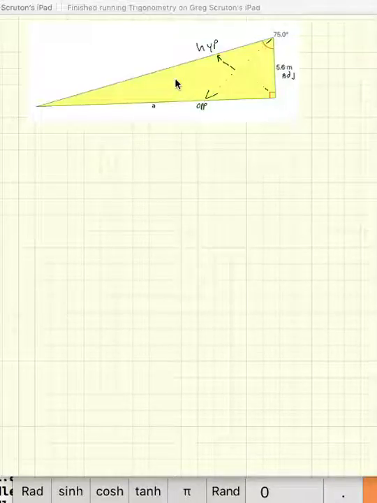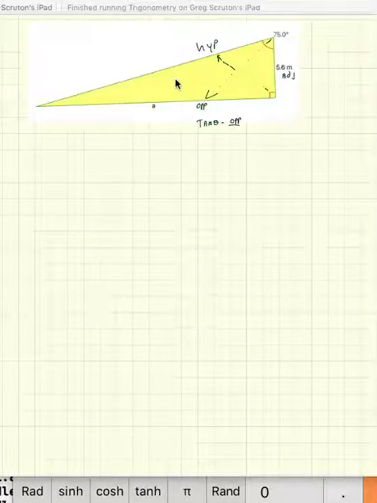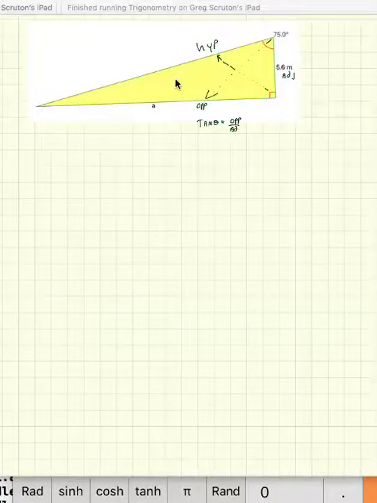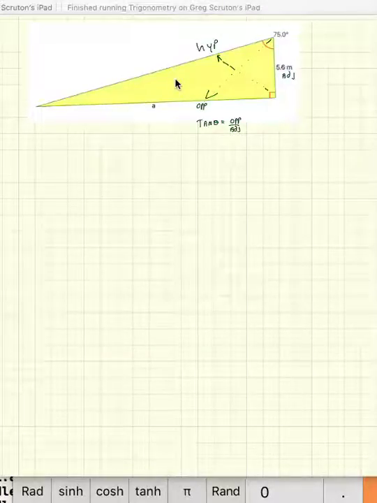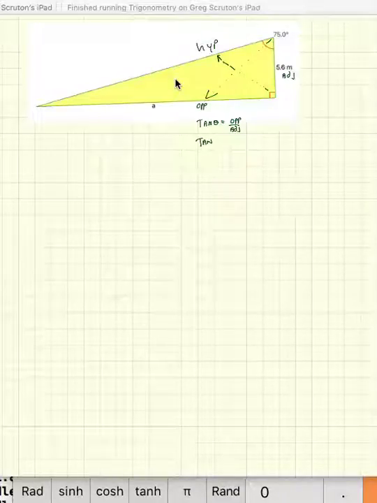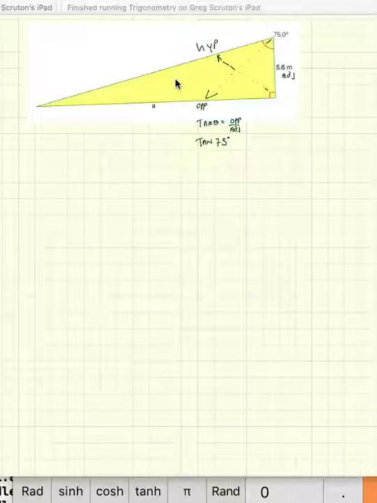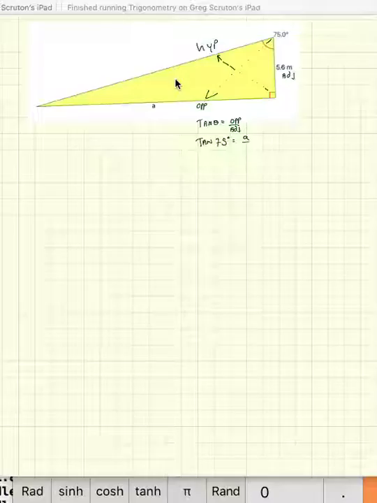Okay, so we have another trig ratio called the tangent. So the tangent of theta is the opposite divided by the adjacent. Alright, now let's fill in what we know. So tangent of 75 degrees is equal to the opposite side, which is our unknown, A, divided by our adjacent side, which is 5.6 meters.